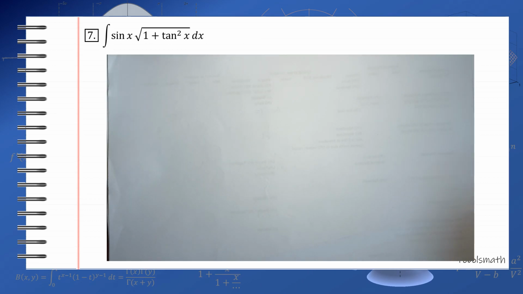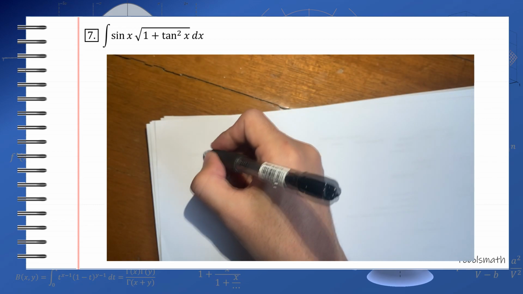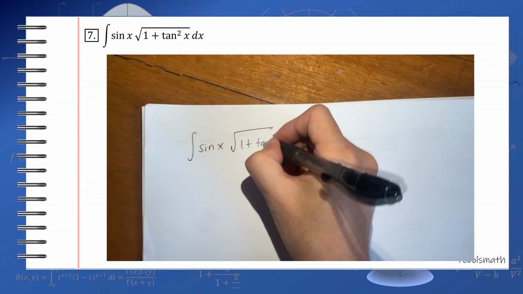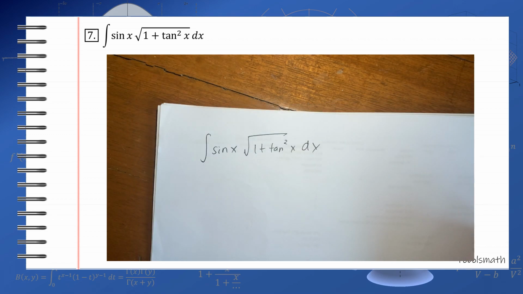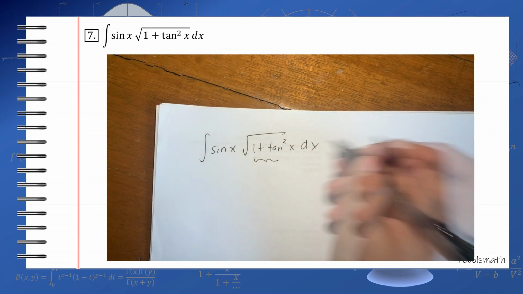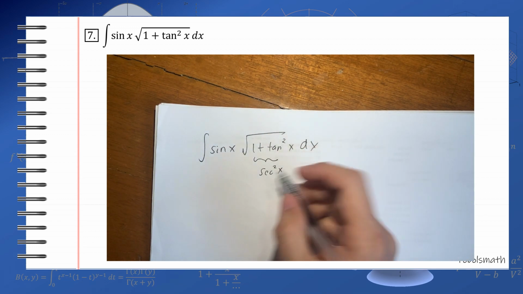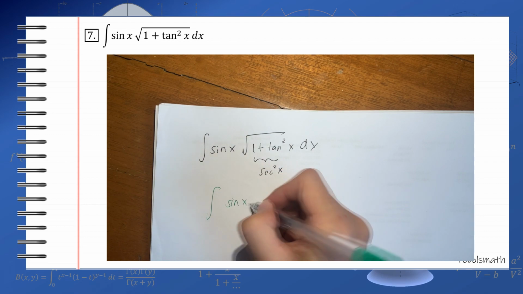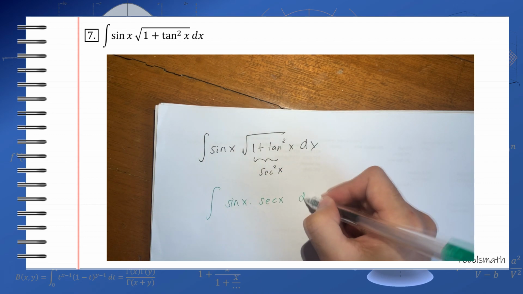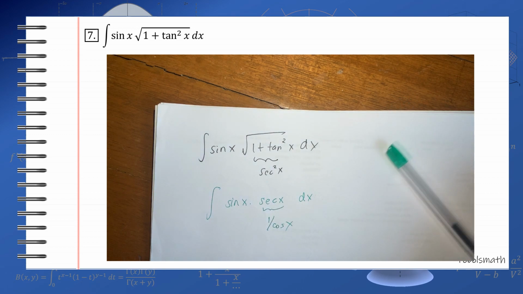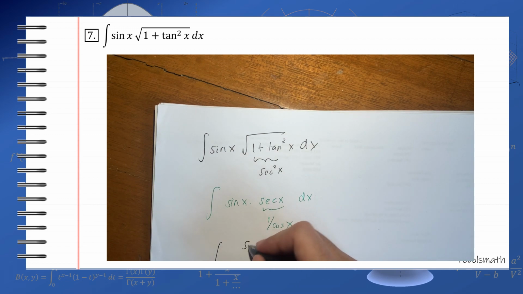Next, number 7. We are asked to find the integral of sine x times the square root of 1 plus tangent squared x dx. This term here is equal to secant squared. So the square root of secant squared is just secant. So sine x times secant x dx. This is 1 over cos x. So this becomes sine x over cos x dx.